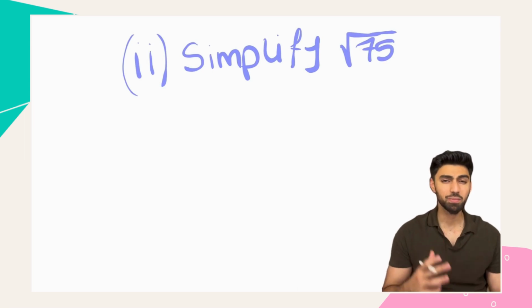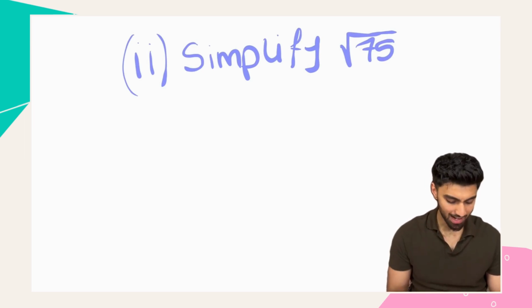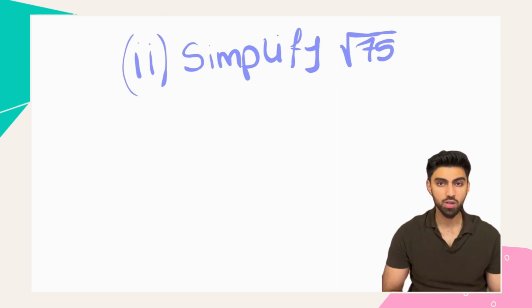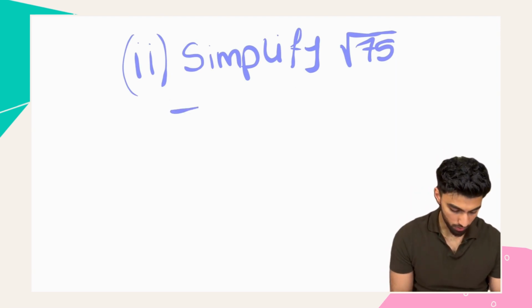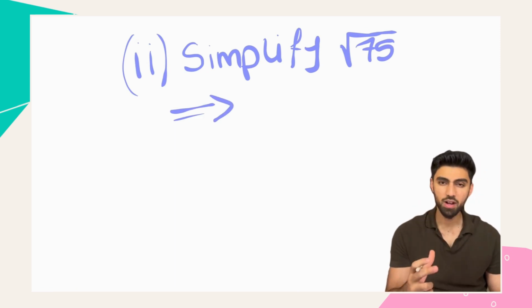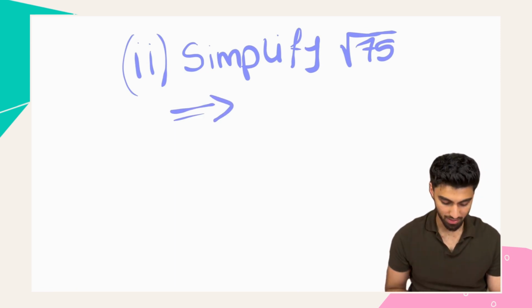Now let's look at something trickier. The second question asks us to simplify root 75, but the process here remains the same. We need to look for the greatest square number that goes into 75.